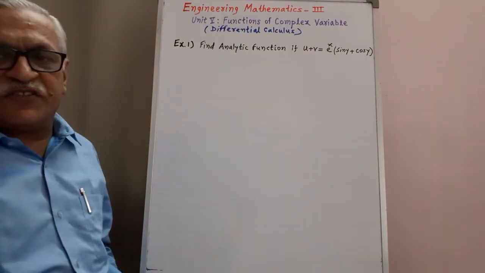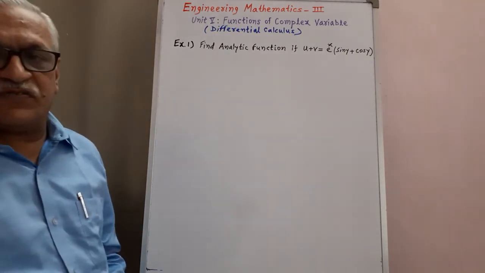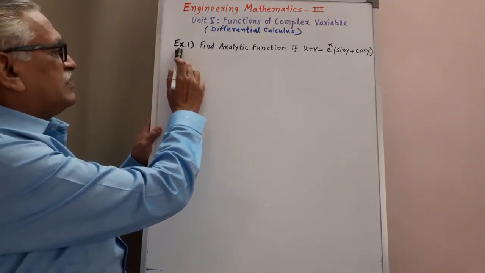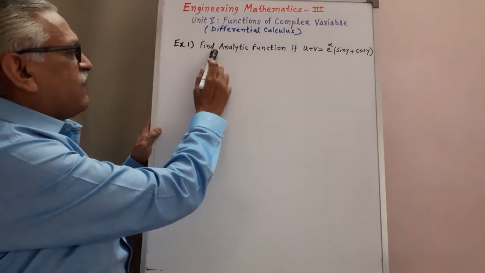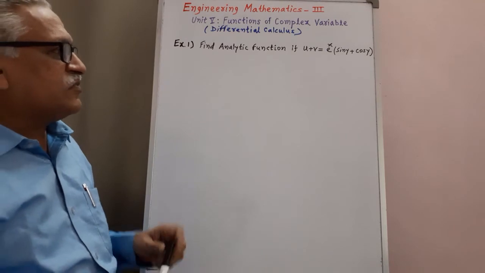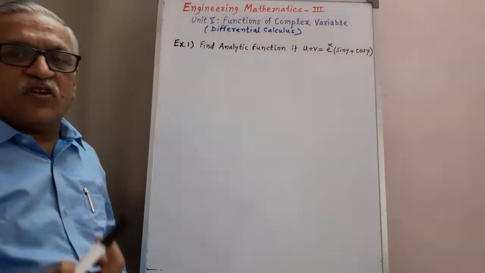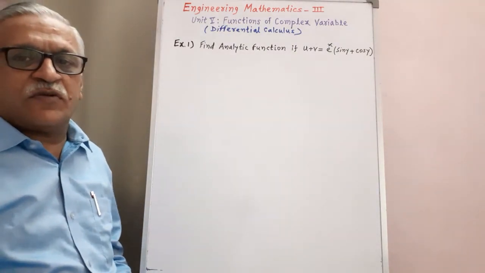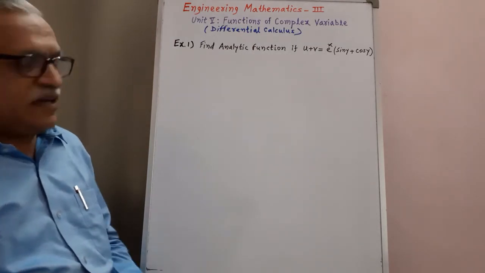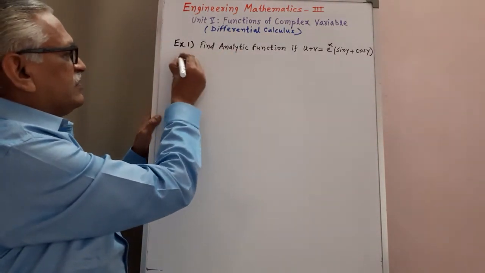In continuation of whatever I had discussed earlier. Example number 1: find the analytic function if u plus v is equal to e raised to x into (sin y plus cos y). Here, neither u nor v is given separately. Instead, it is the sum of the two terms, u plus v. Then how do we find that analytic function? Let us see.